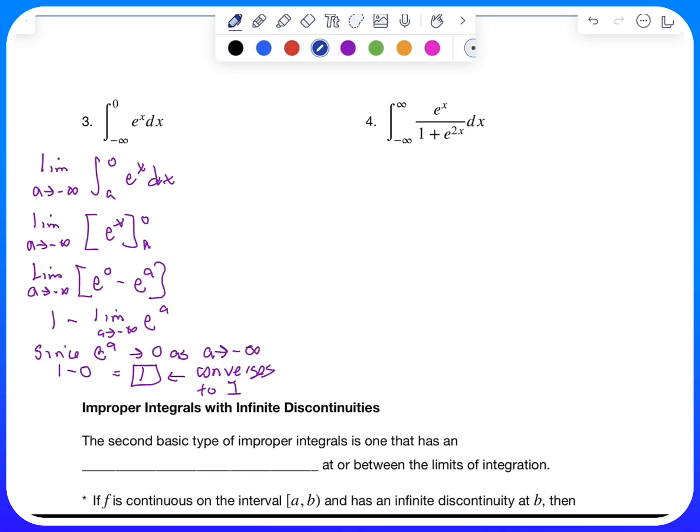Okay, for b, we have a double improper integral. So we have to break this up first, choosing any value between negative infinity and infinity. I'm going to choose 0. So 0 is usually a good one. 1 is also one that works pretty easily.